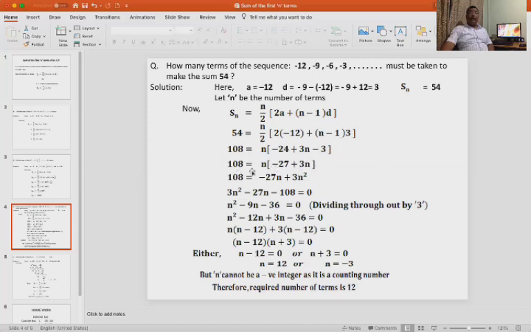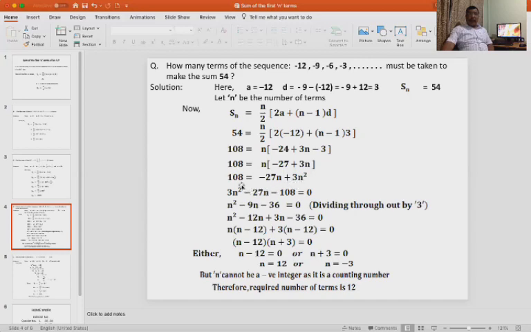Now 108 will be equal to n. Now this -24 and -3, we combine together, we get -27 plus 3n. Now 108 will be equal to, multiply this n inside, n into -27 is -27n plus, again n into 3n will be 3n squared.